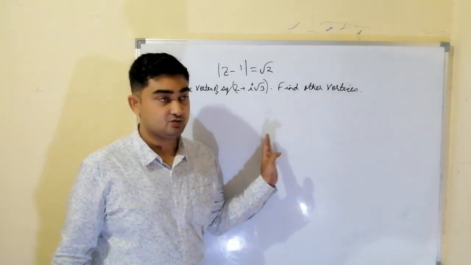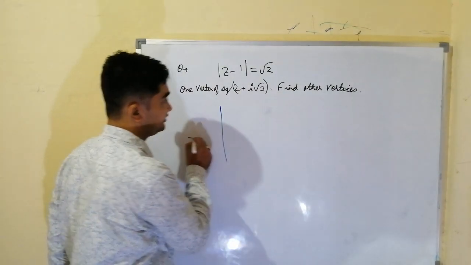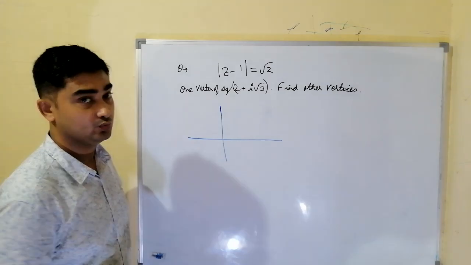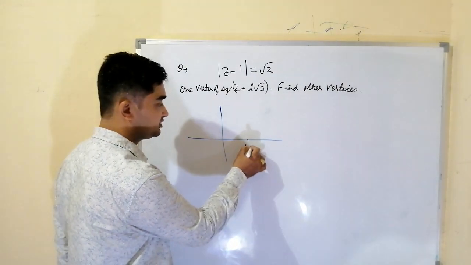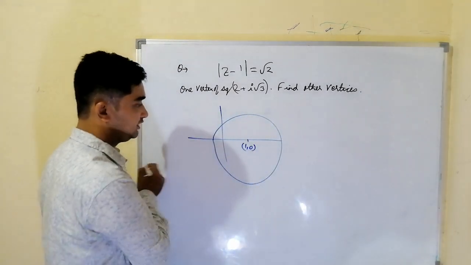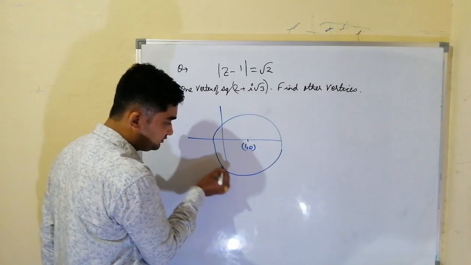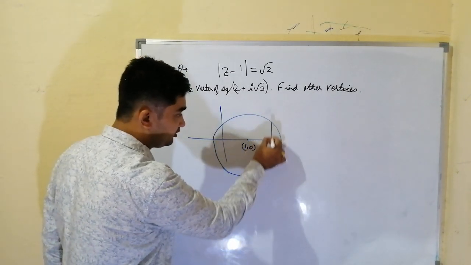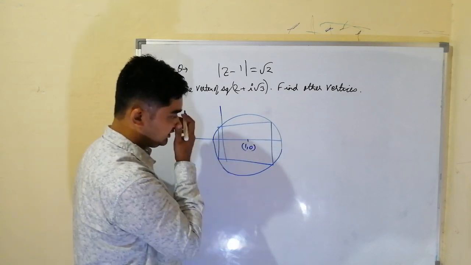Now next problem is from IIT 2005. In this we have been given a circle whose center is at 1 and radius equal to root 2. So 1 is the real number, it will be on the real axis, it is 1, 0. Radius is root 2. So draw a circle with radius root 2 like this. Now make a square like this. So it is a square.